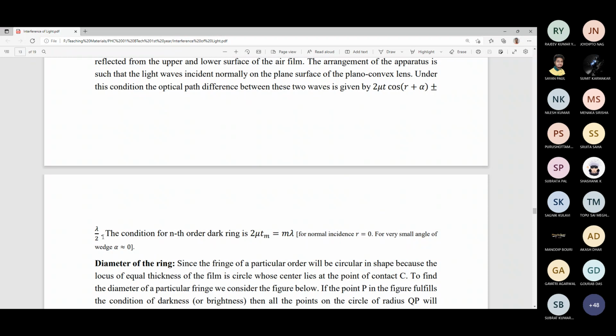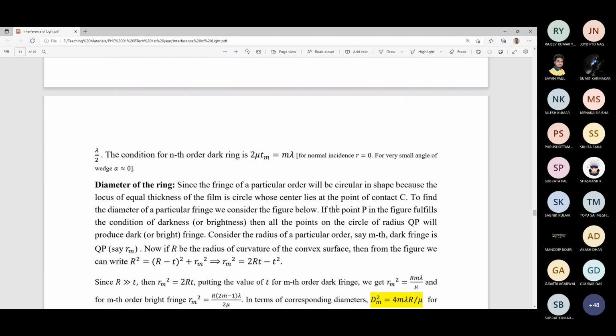Now we consider the dark pattern, dark ring. Here the mth order dark ring is located at a thickness of Tm. So twice mu Tm is equal to m lambda. Point is clear? And for a bright fringe, twice mu Tm is equal to (2m plus 1) lambda by 2. This is the condition of maximum. Right? Now we consider the condition of minimum. Then we can determine the diameter of the ring.